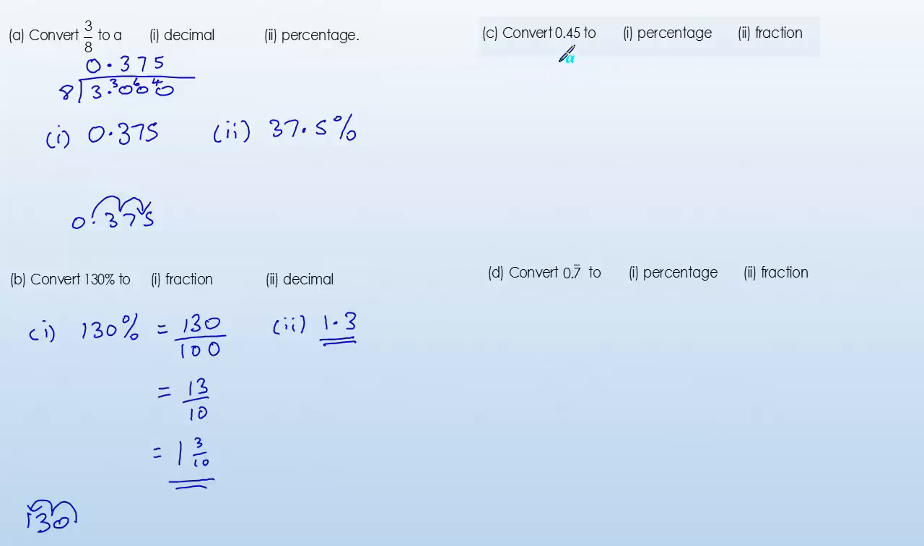We now want to convert 0.45 to a percentage, then a fraction. So all we need to do to turn 0.45 into a percentage is multiply by 100. So the decimal point is going to go 2 places, and that's going to be 45%. Now percent means out of 100, so 45% is 45 over 100. Both of these divide by 5, and so that's 9/20 as a fraction.